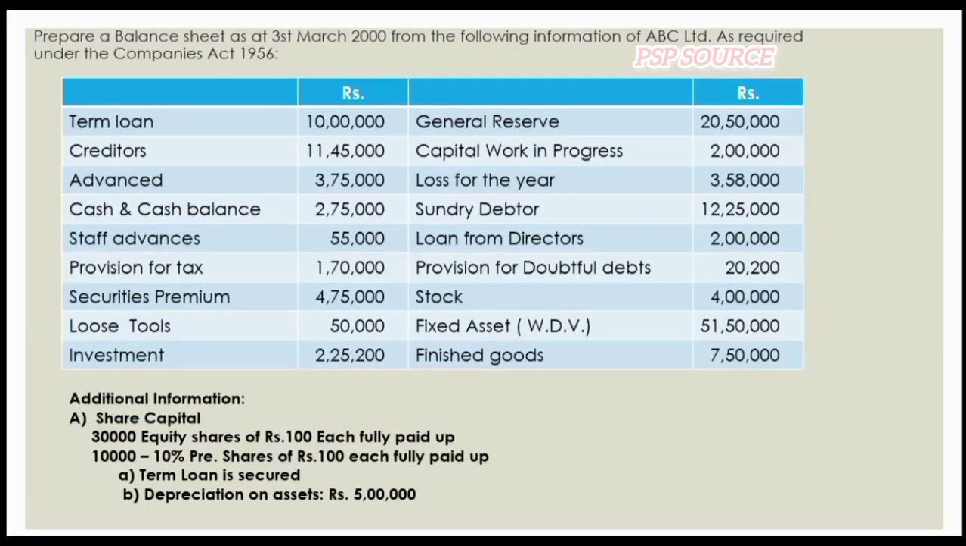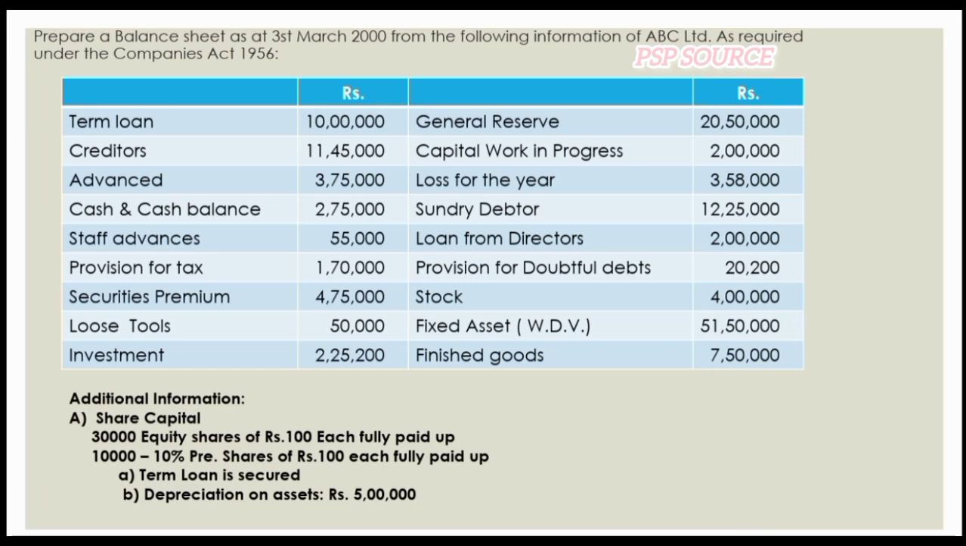Next, finished goods means inventory, a stock-related entry, so it will come under inventory. Next, let's start to work out the adjustment entries. Here there are simple adjustments given: 30,000 equity shares at ₹100 each, and 10,000 10% preference shares at ₹100 each. Both will be entered in the balance sheet under share capital.